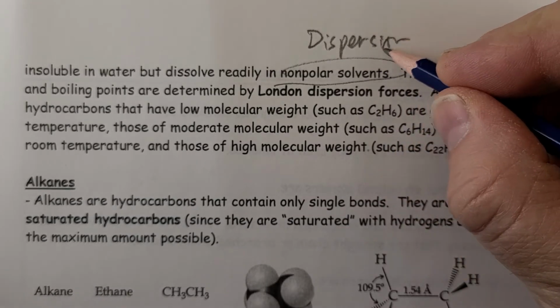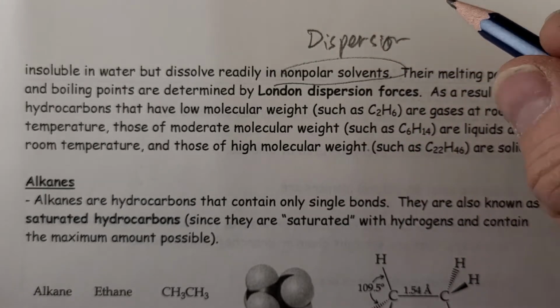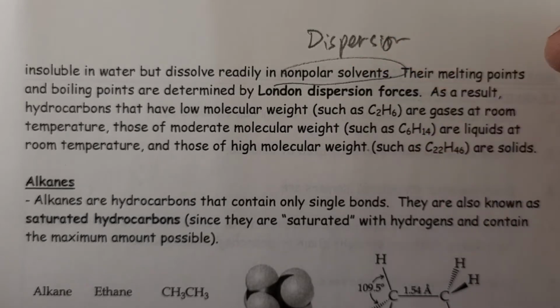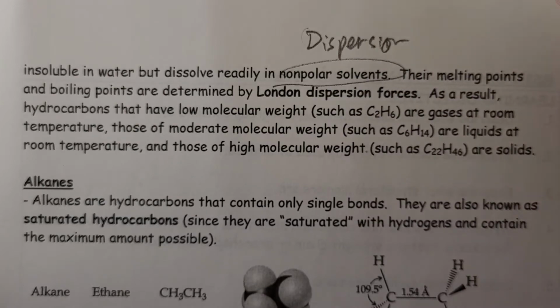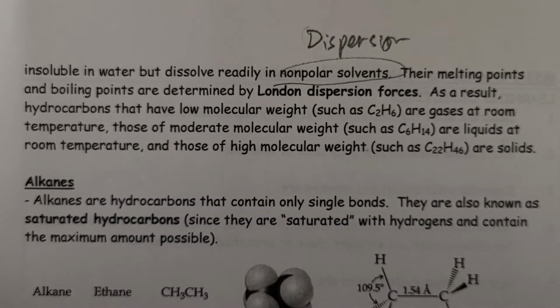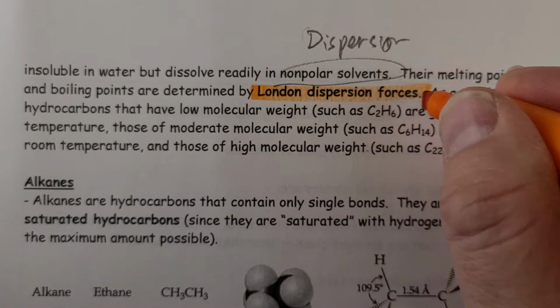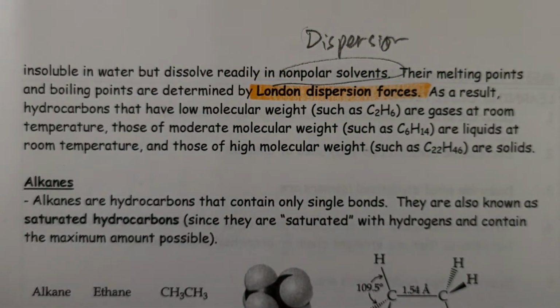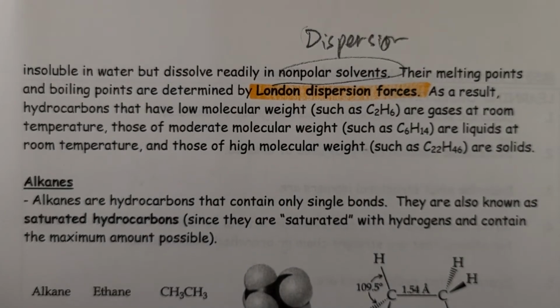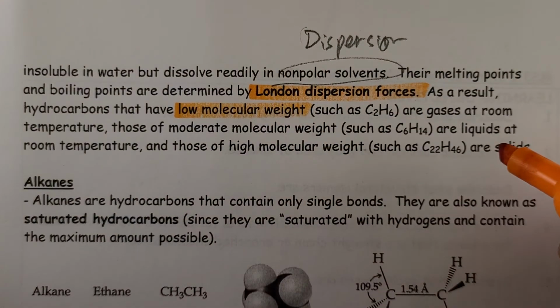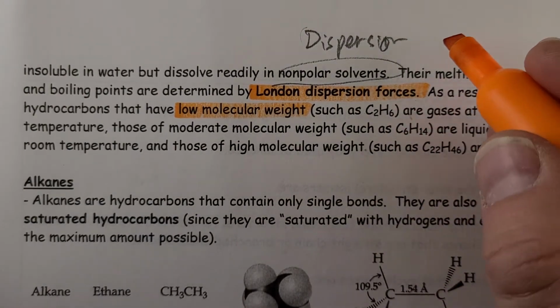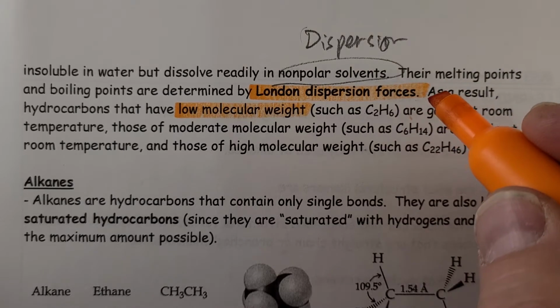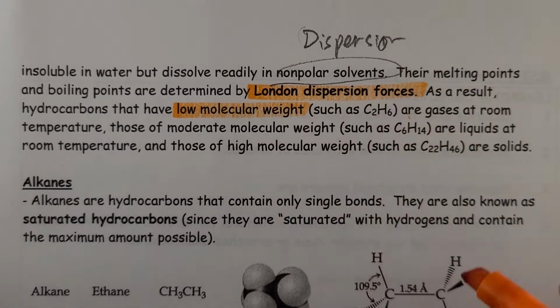If we have an alkane dissolved in a nonpolar solvent, high molar mass, high dispersion forces, that's how it can be dissolved. Also, their melting points and boiling points depend on London dispersion forces, or just dispersion forces, depending upon how large the molar mass is. As a result, ones that have a low molar mass, such as C2H6, are gases, because the electrons are going to get rearranged and make temporary dipoles.